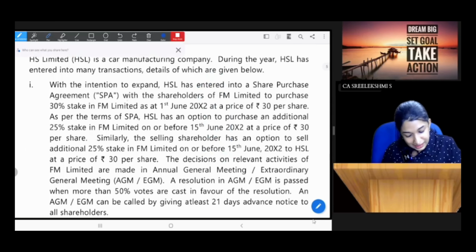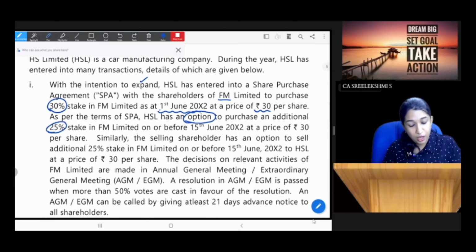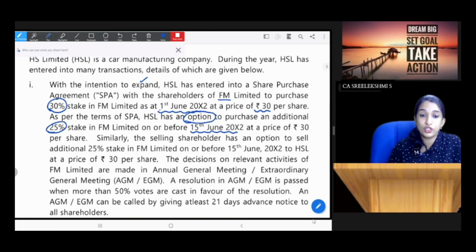With the intention to expand, HSL has entered into a share purchase agreement with the shareholders of FM Limited to purchase a 30% stake in FM as at 1st June 2012 at a price of 30 per share. As per the terms of this agreement, HSL has an option to purchase an additional 25% stake in FM on or before 15th June 2012.